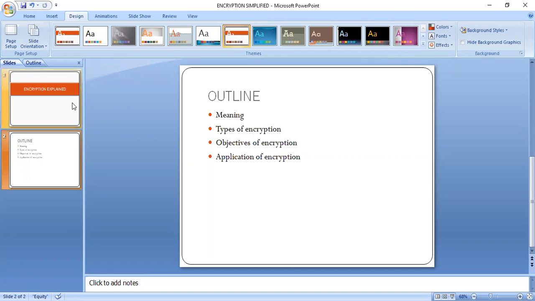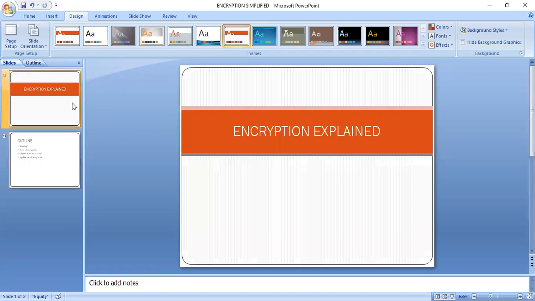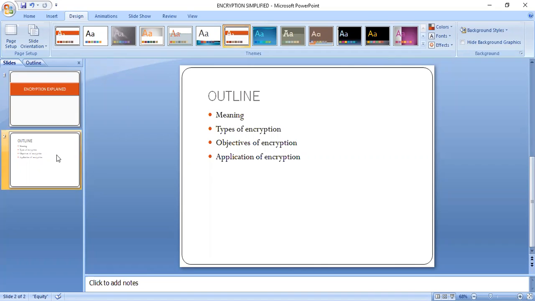You're welcome. I want to speak on encryption, and I want to be able to simplify encryption in a way that anybody will be able to understand, regardless of your background in technology or in encryption processes. I will be looking at the meaning of encryption, the types of encryption, the objectives of encryption, then the application of encryption in day-to-day life. Now, let's start with the meaning of encryption.